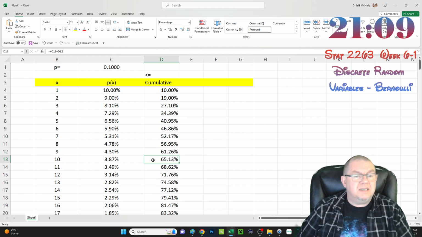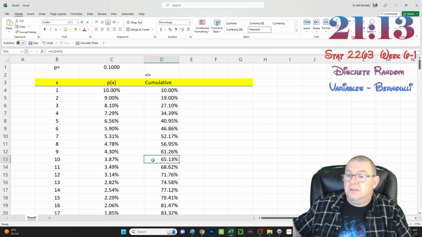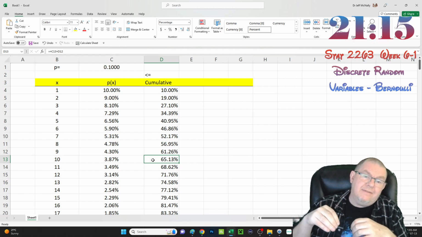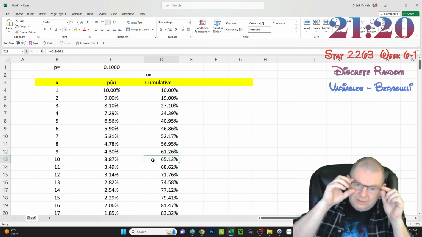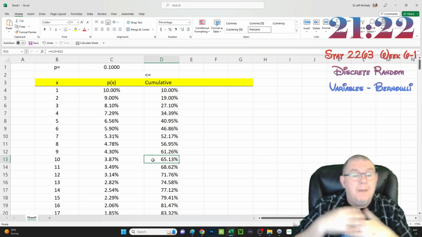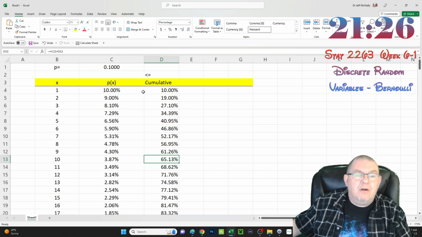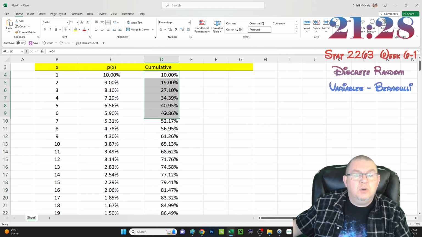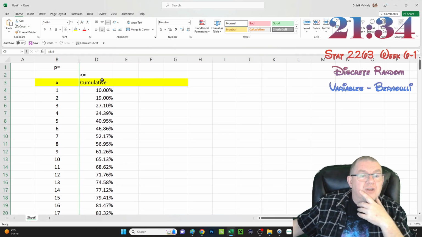Because these distributions occur for so many real life situations, we actually have tables that we can find for these. Now, I posted into D2L my version of a table for this, and usually our version of the table only includes the cumulative column. We would actually not have this column sitting there. We would just have the cumulative.